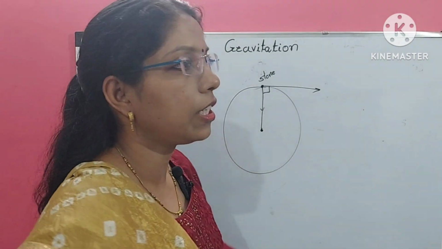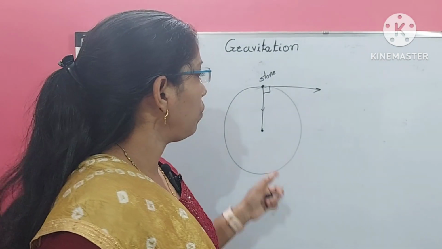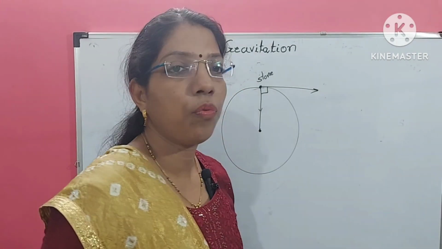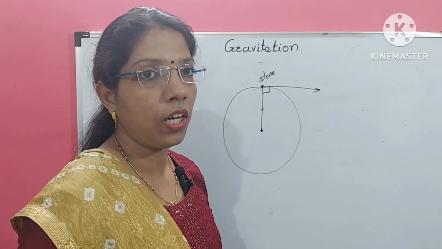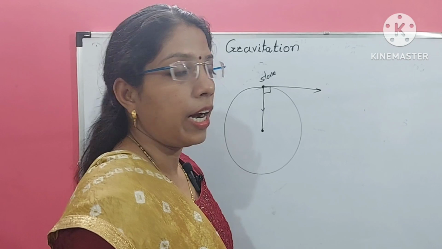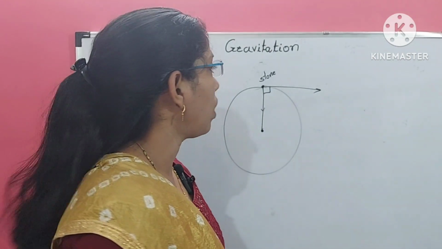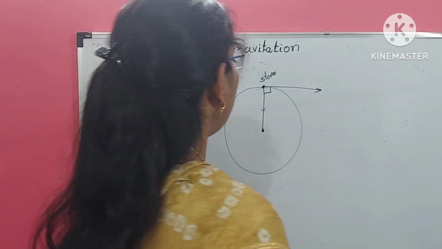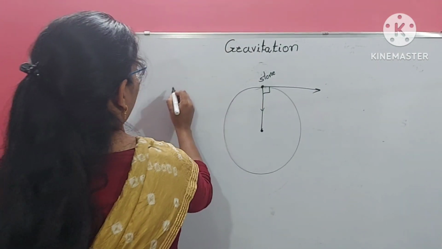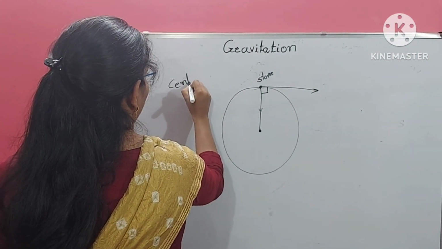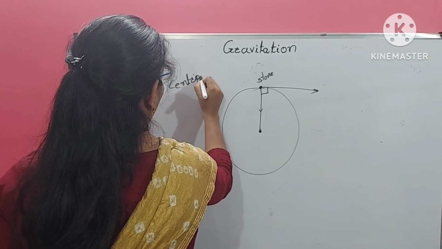When the object is revolving in a circular motion, the force acting on the object along a circular path, and it is directed towards the center of the circular path, is called centripetal force.